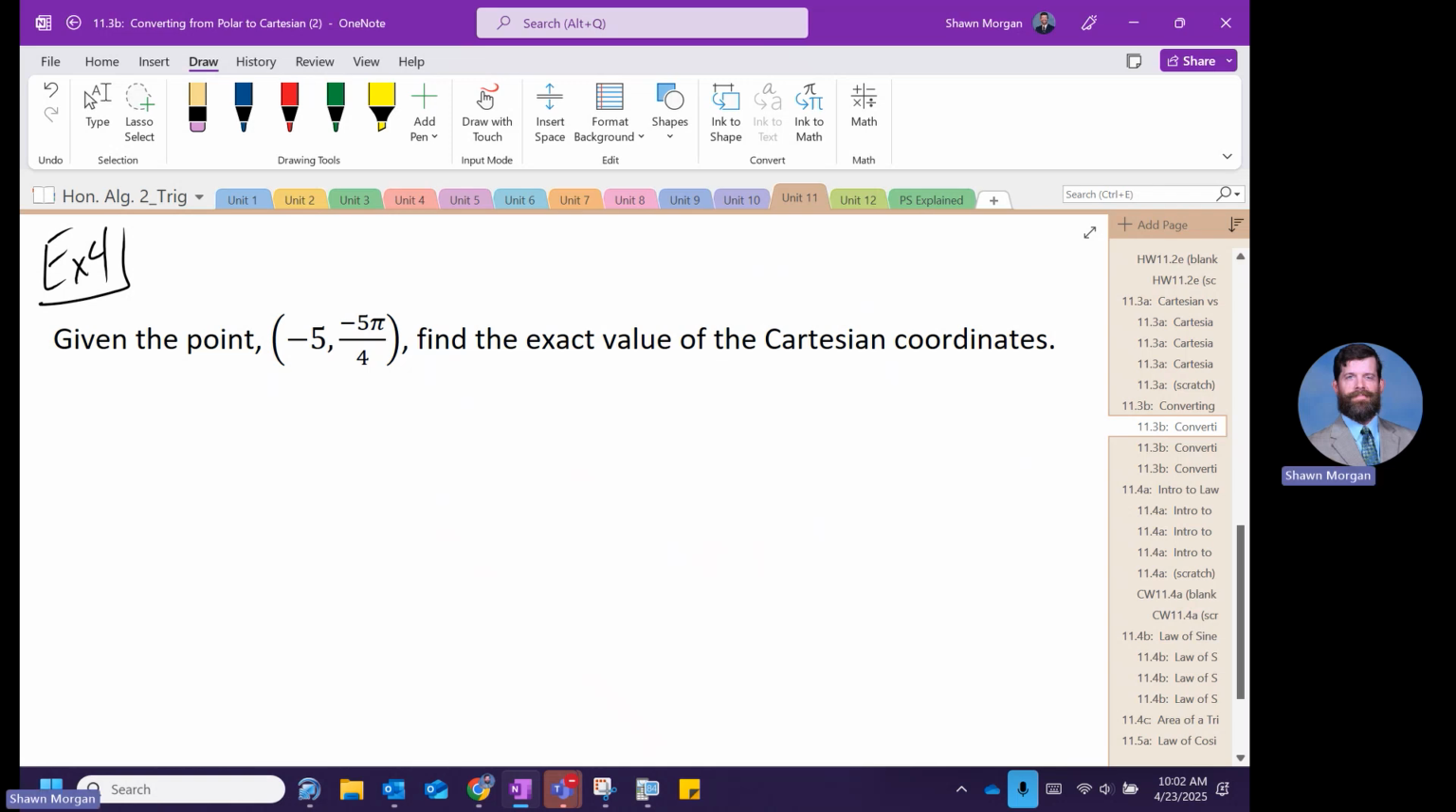Okay, let's see here. Stephen, I don't know if I've hit you up yet. Tell me about my quadrant. This is negative 5 pi over 4. What quadrant is that?